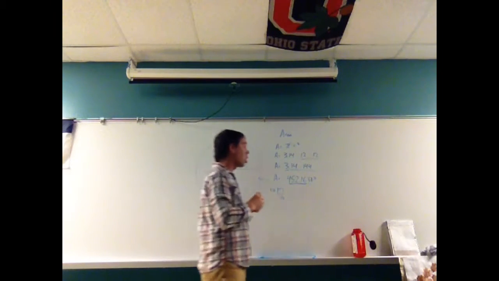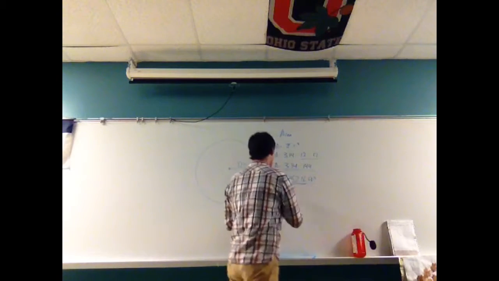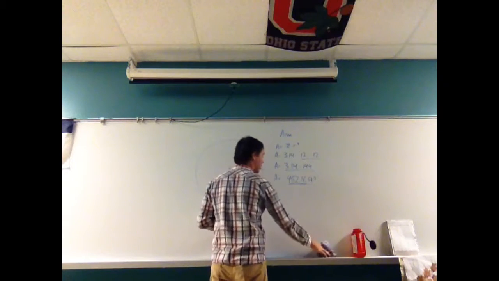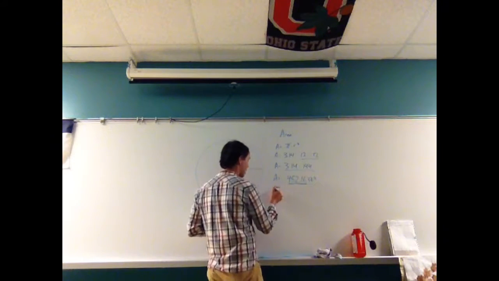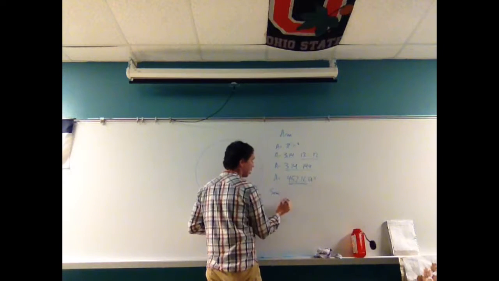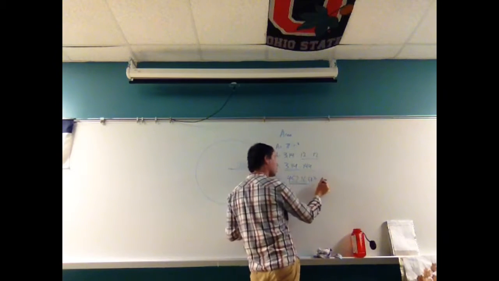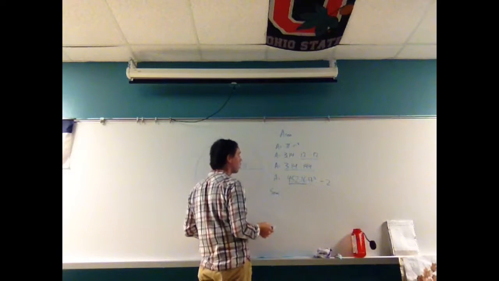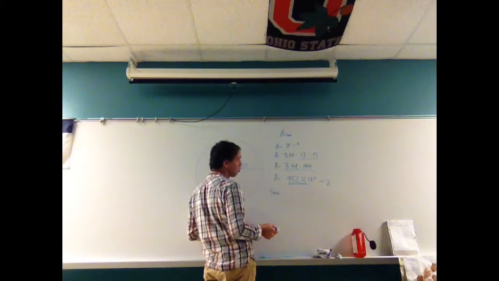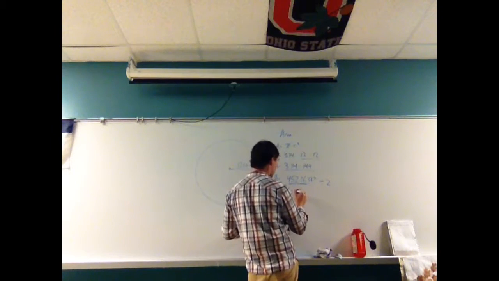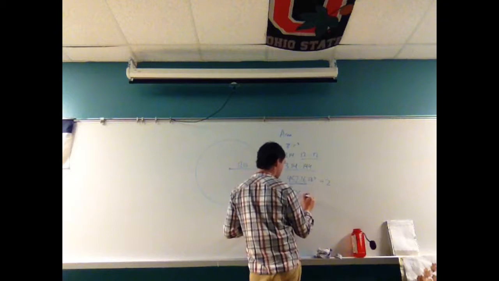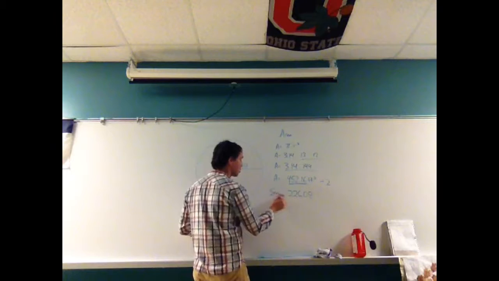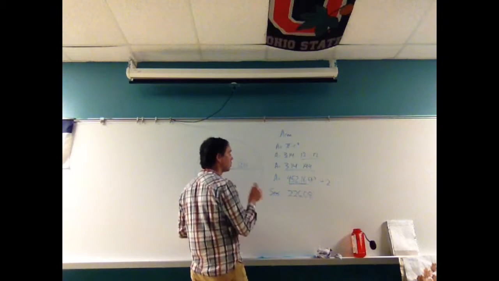Now, if you get a problem that asks for the surface area of this shape as a semicircle, you might see it as SEMI. All I would do is take this number here and divide it by 2. That would end up being, let's just do it real quick, 226.08. Okay?